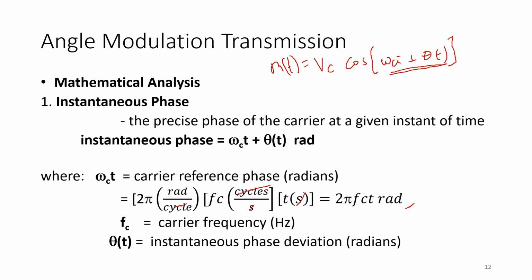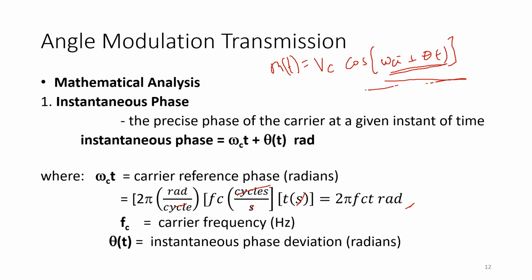Okay, so we have here the mathematical analysis for angle modulation transmission. The difference between FM and PM is more easily understood by defining four different terms. So that we can easily understand those four different terms, I have written here the first equation that we have encountered in the beginning of our lecture. So that is V_C cosine omega_C t plus theta t. So what are the four terms that I am referring to? We have the instantaneous phase deviation, the instantaneous phase, the instantaneous frequency deviation, and the instantaneous frequency.